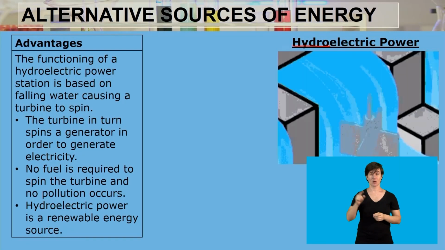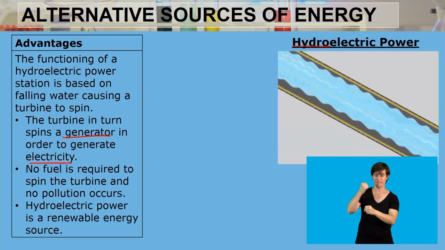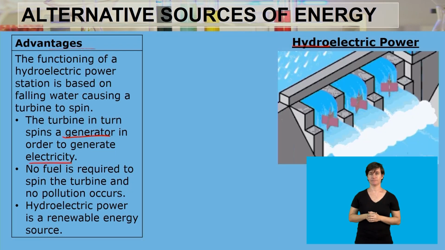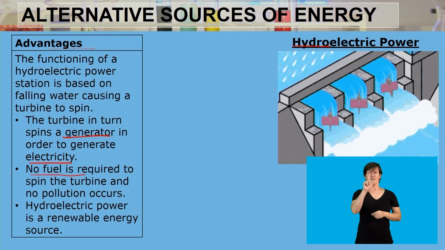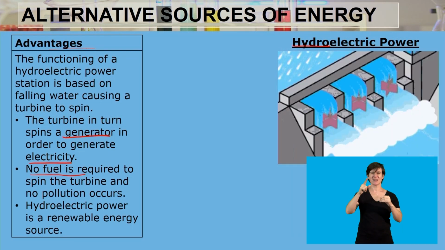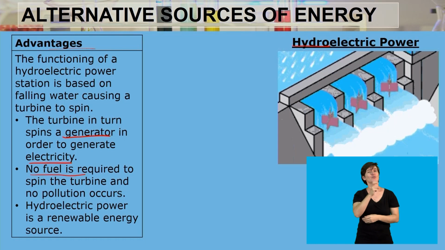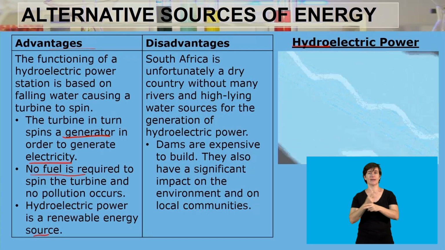So as the turbine spins, the turbine in turn will spin a generator in order to generate the electricity. The main advantage of this is there is no fuel required to spin the turbine, and therefore no pollution is caused from the spinning of the turbine by that water. That means hydroelectric power is a renewable energy source. Remember, we will always have water, and we are not using this water just once. We keep on using the very same water over and over again to generate the electricity.